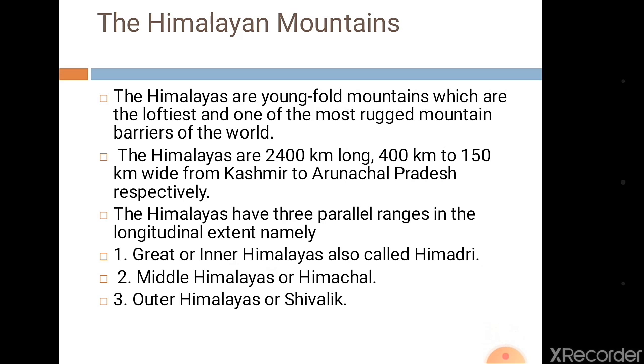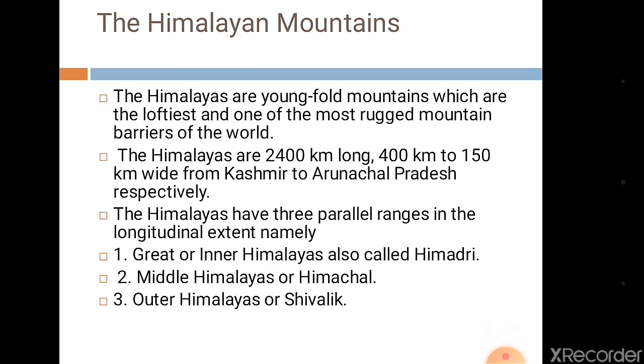The length of Himalaya. The Himalayas are 2400 km long. From west to east, the length of Himalaya is 2400 km. The width of Himalaya is 400 km to 150 km. In the west, it is more wide. 400 km is in the west, and in the east 150 km.